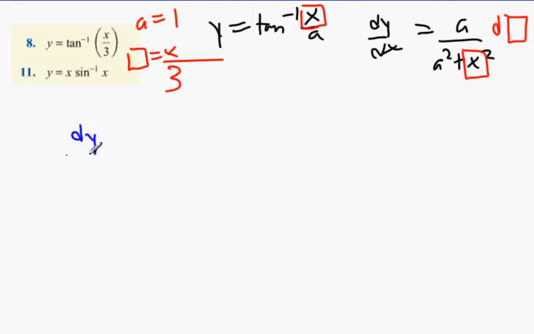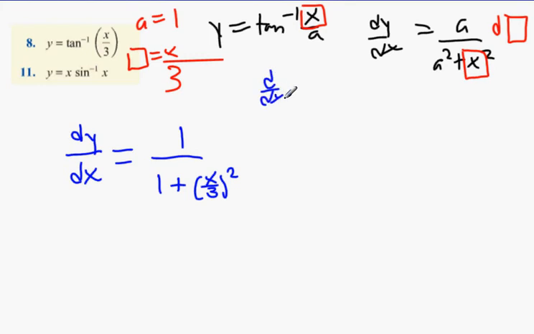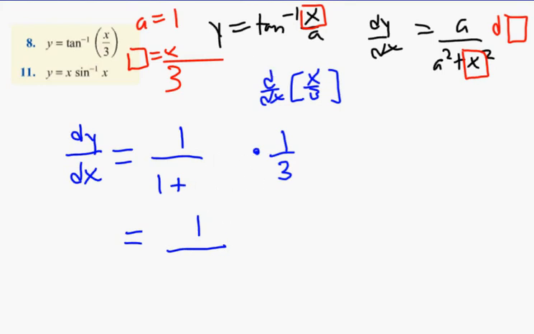dy/dx equals a, which is 1 squared plus x over 3 squared, and then differentiate x over 3. What happens when you differentiate x over 3? 1 over 3. Now what we're going to get is 1 over, now see this x over 3 squared, that changes into x squared over 9. Okay? You need a common denominator, so it's going to be 9 plus x squared all over 9.